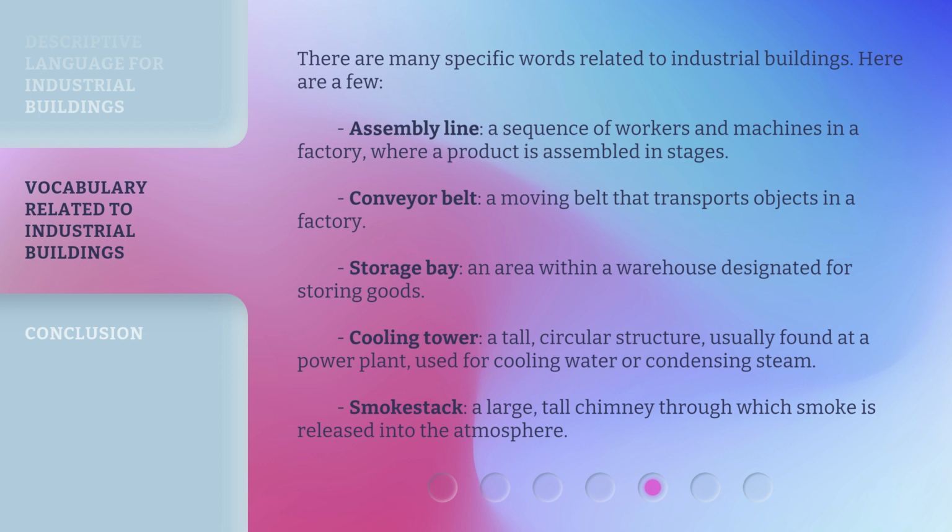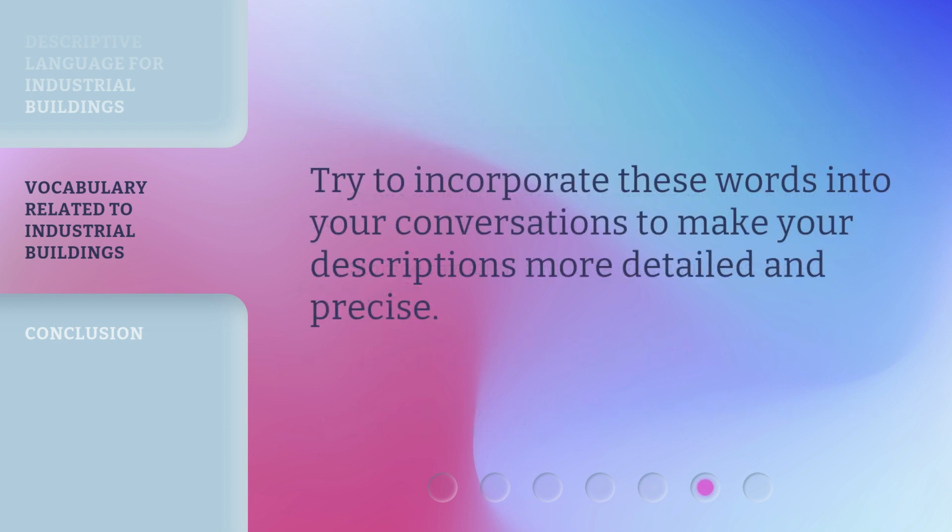Cooling tower: a tall, circular structure, usually found at a power plant, used for cooling water or condensing steam. Smokestack: a large, tall chimney through which smoke is released into the atmosphere. Try to incorporate these words into your conversations to make your descriptions more detailed and precise.